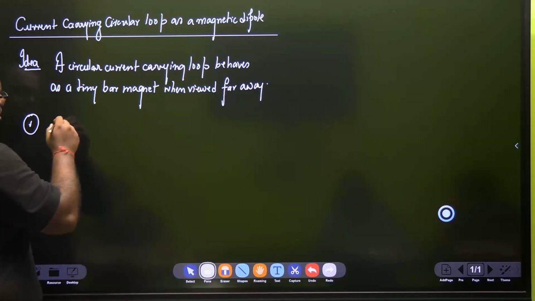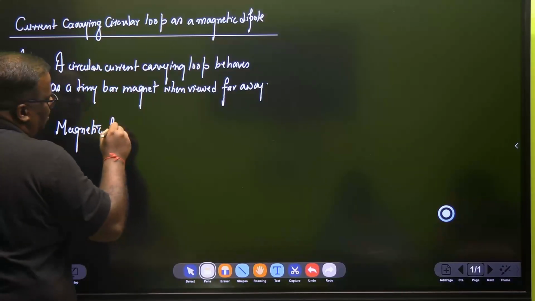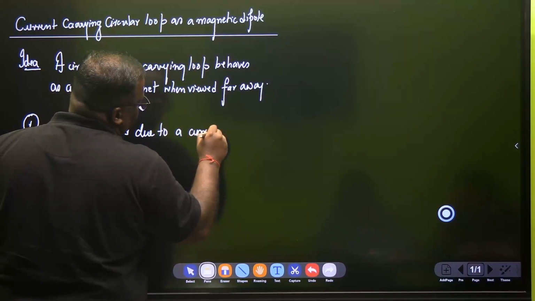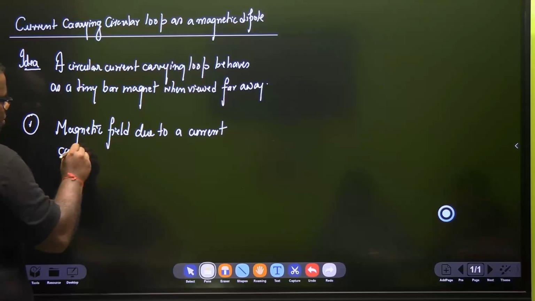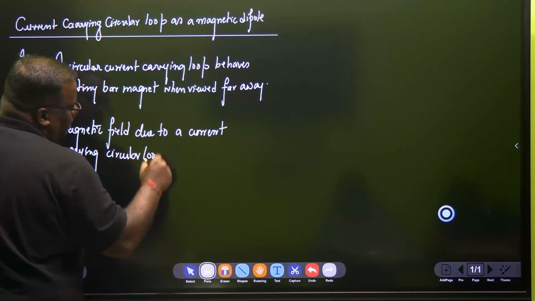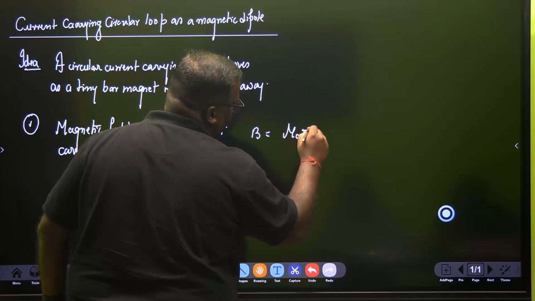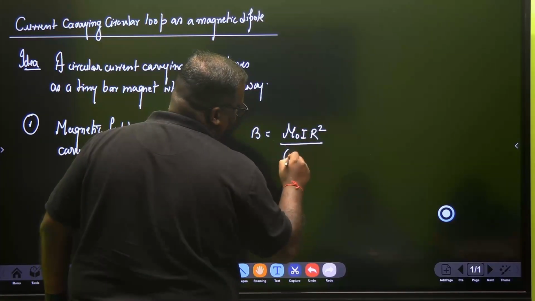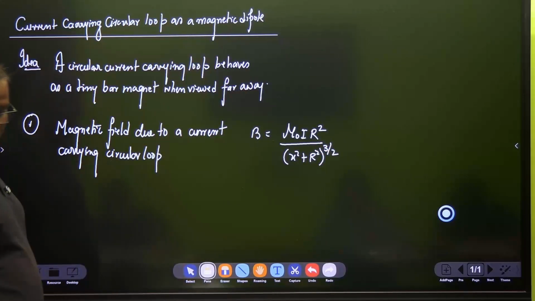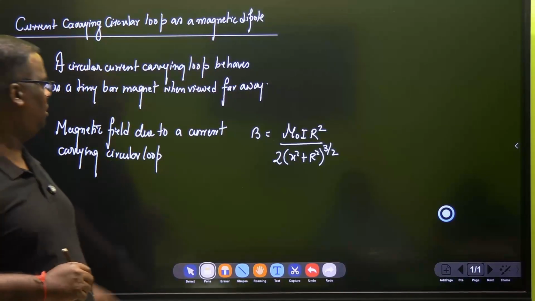So the first thing we say is the magnetic field due to a current carrying circular loop. Now this is a derivation that you have done. This is given by B equals mu naught I r square divided by 2 times x square plus r square to the power 3 by 2. Now you remember what this is?